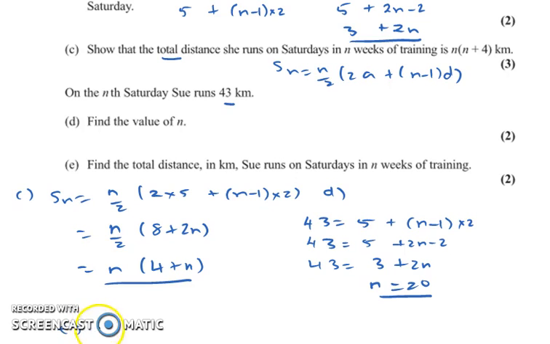Okay then, for part E, we've already found the expression for Sn. It's n multiplied by n add 4. If we know that n is 20, this is just 20 multiplied by 24, which is 480 kilometres. Thank you.